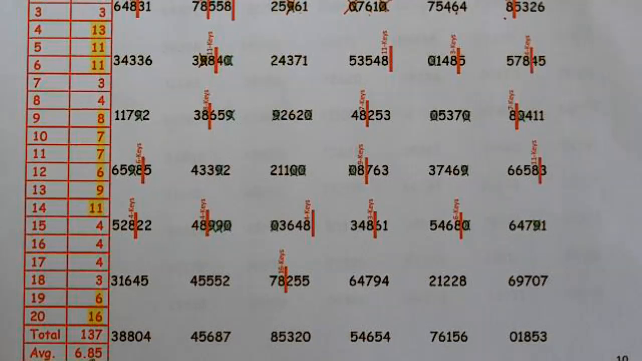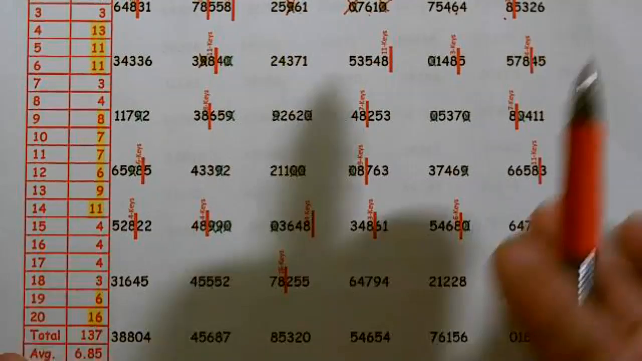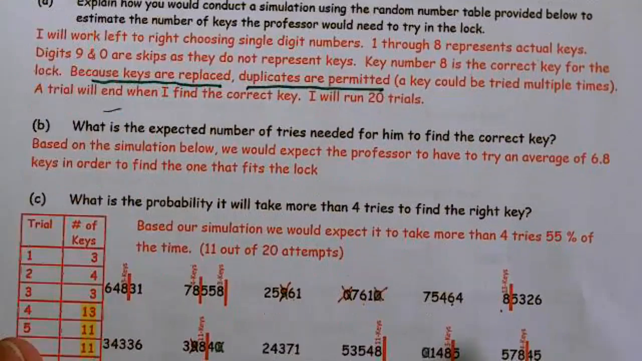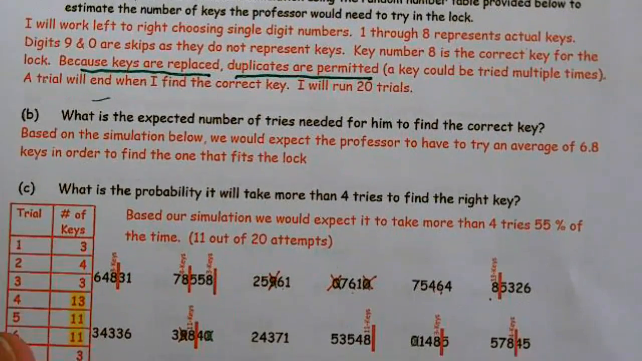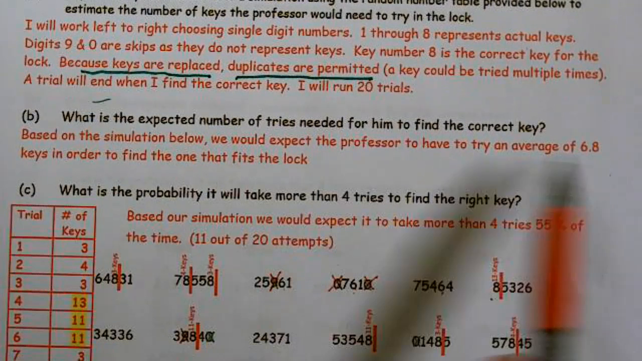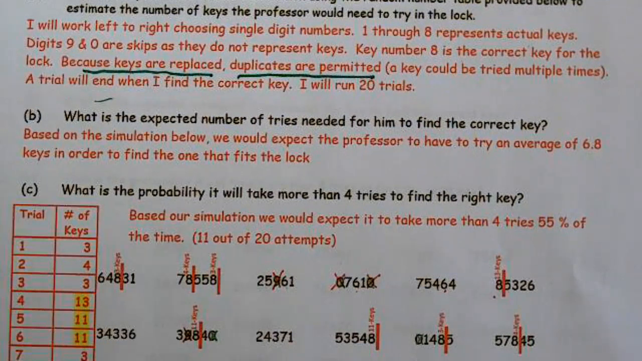We repeated this thing 20 times. So on average, we'd expect it to be 6.85 keys. So part B is, what is the expected number of tries needed for him to find the correct key? Based on the simulation below, we would expect the professor to have to try an average of 6.8 keys to find the one that fits the lock.